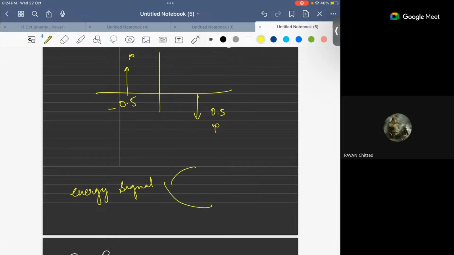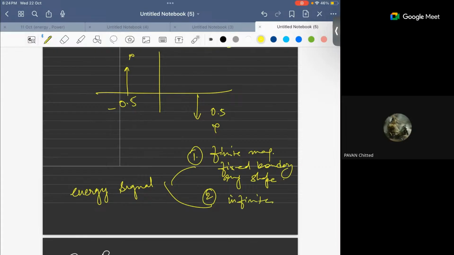There can be two conditions, nothing more and nothing less. So the first one is finite magnitude, fixed boundary. Any shape can be anything, it doesn't matter. The second is, if you have an infinite duration, then the magnitude of the signal should tend toward zero as mod t tends toward infinity or minus infinity.